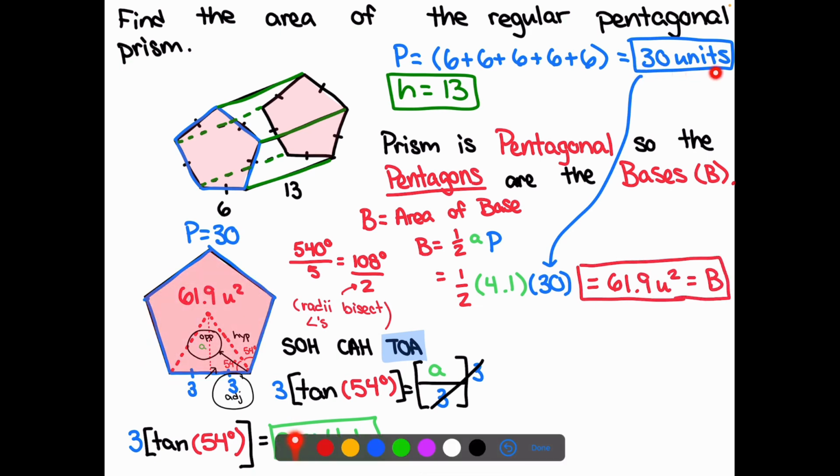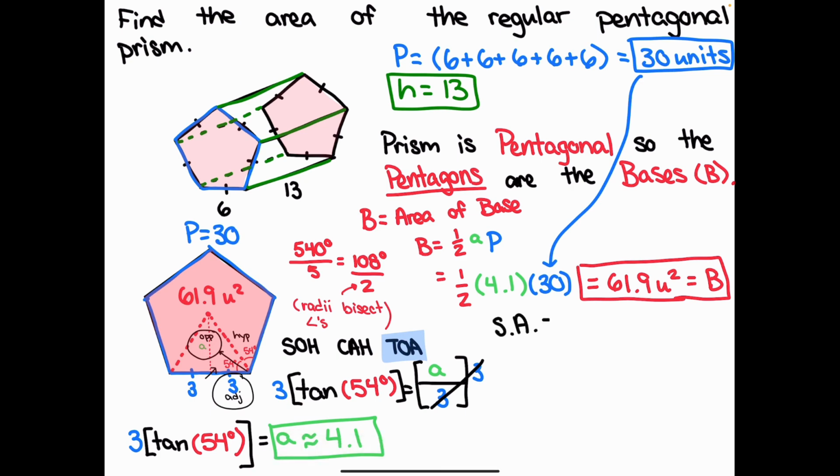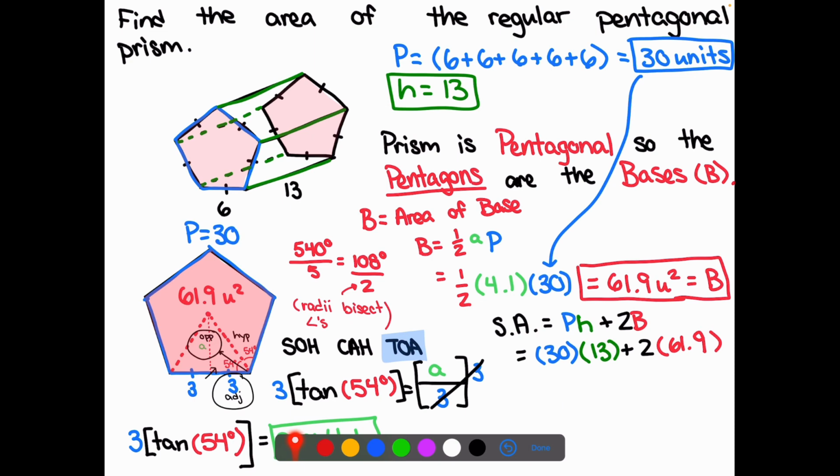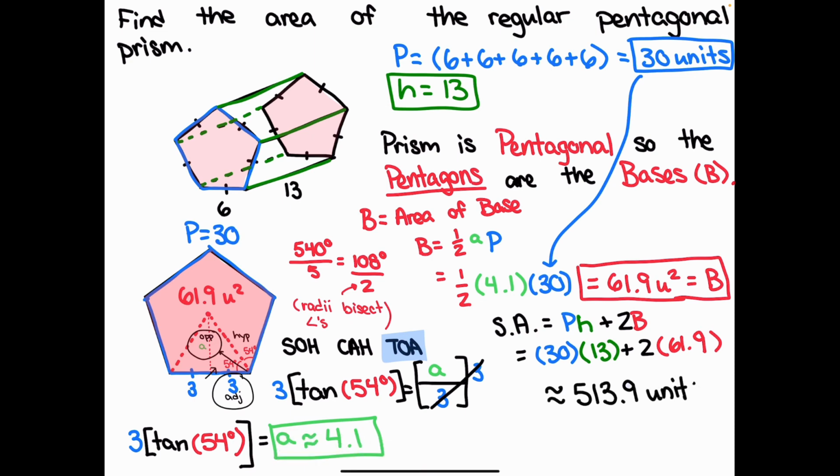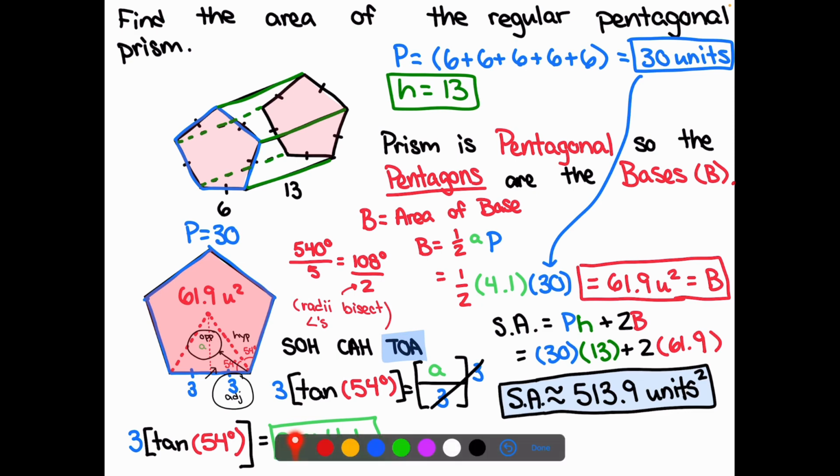Now we have everything that we need for surface area. Plugging it in for our surface area formula, surface area is equal to P times H plus 2 times B. So surface area is equal to 30 times 13 plus 2 times 61.9. If you enter this into your calculator, you get about 513.9 units squared. That is the surface area, the outside portion of this pentagonal prism.